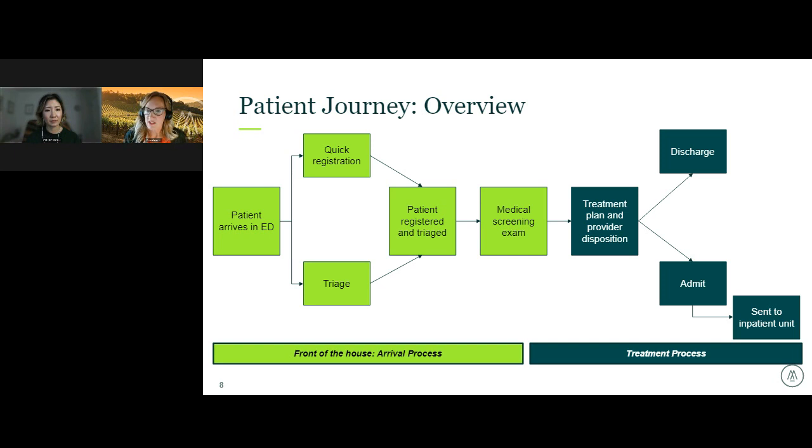The provider, after they've done the medical screening exam, is going to order some treatment, whatever it may be. Then they're going to provide potentially a disposition right then, or maybe a little later: they're going to discharge the patient, or they're going to choose to admit the patient. Of course, if the patient's ill enough that you need labs and radiology, they'll review those results, come back, and then make that decision as well. But that all happens in the back end of what we would call the treatment process.